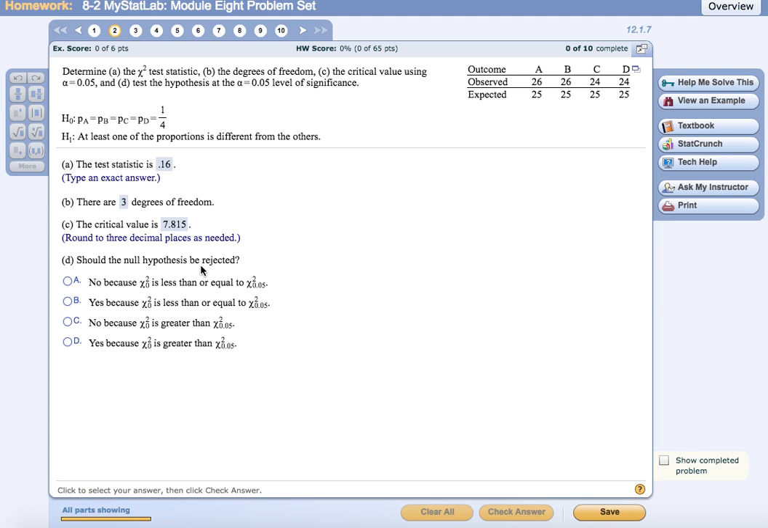And then should the null hypothesis be rejected? So there are a couple of things that we can look at. So they're saying here no, because chi-square naught is less than or equal to that of 0.05. So the original chi-square test statistic is 0.16, and that is less than 7.815. So let's go ahead and check that out.